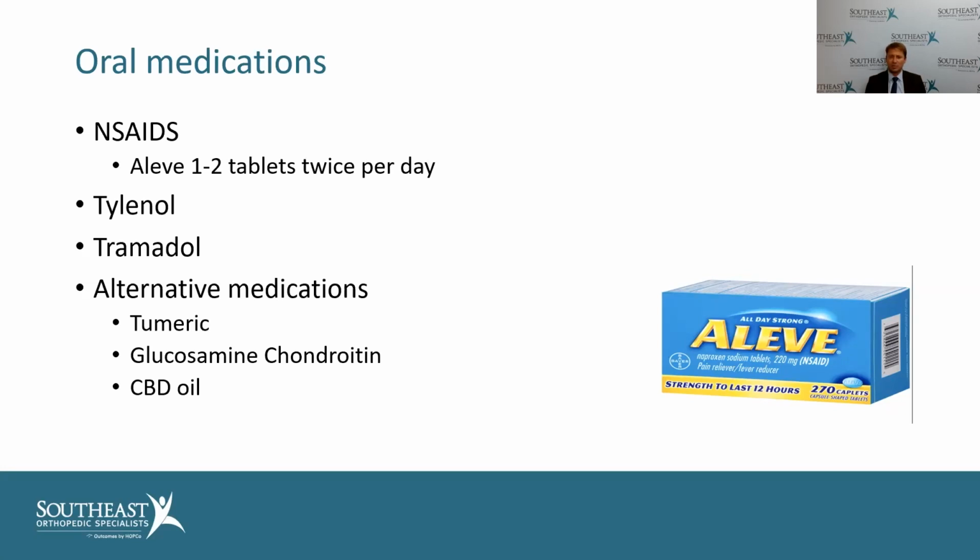And nowadays, a lot of people are looking for alternative oral medications. Most commonly, people will take turmeric, which is an all-natural anti-inflammatory supplement. And over the last few years, I'm seeing more CBD type products that maybe alleviate some pain. One of the classic original ones was glucosamine chondroitin. However, most studies really show that doesn't have much benefit.